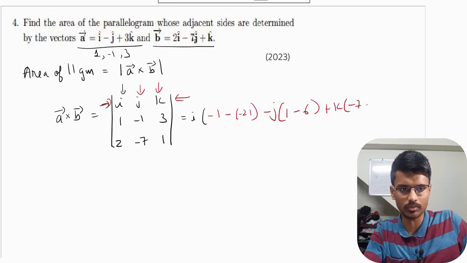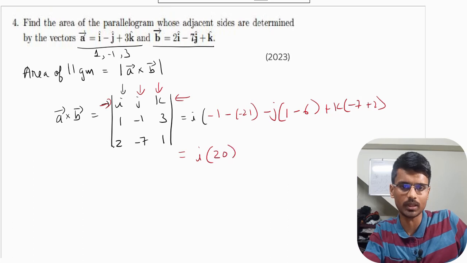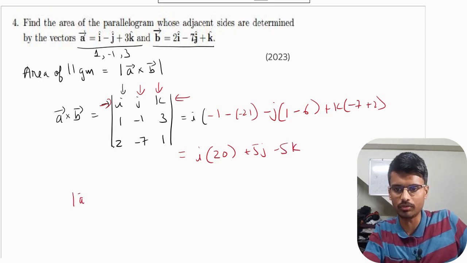-1 into 2 is -2. It will become +2. Okay, so this is what I get. I get i, this will become +21, which is +20. So this will become 5j, and this will become -5k. So I need to find the magnitude of this vector. That will give me the area of the parallelogram.